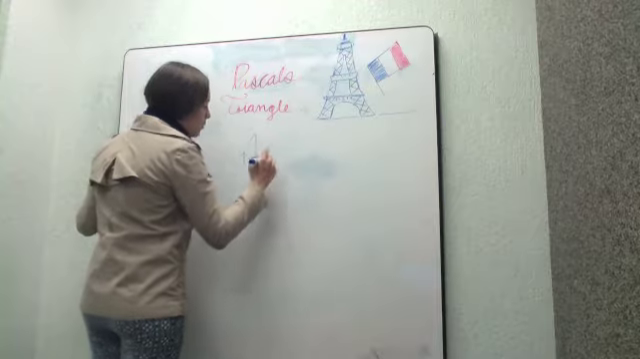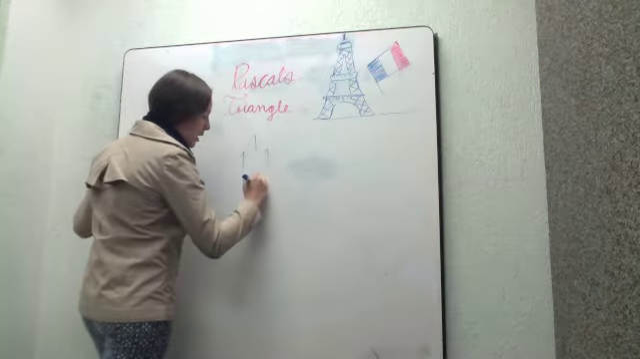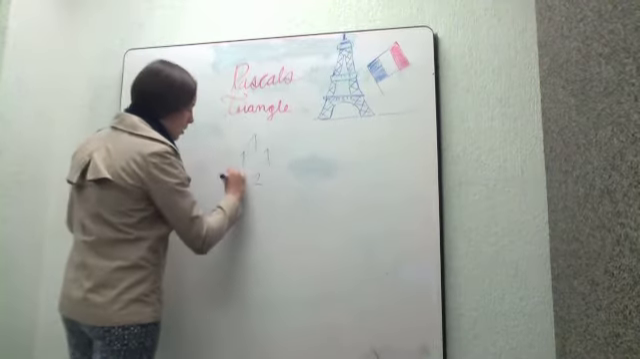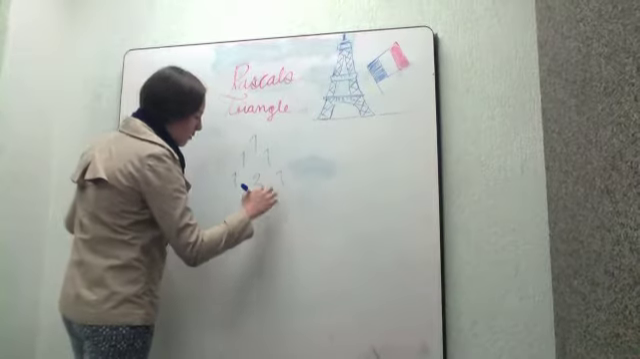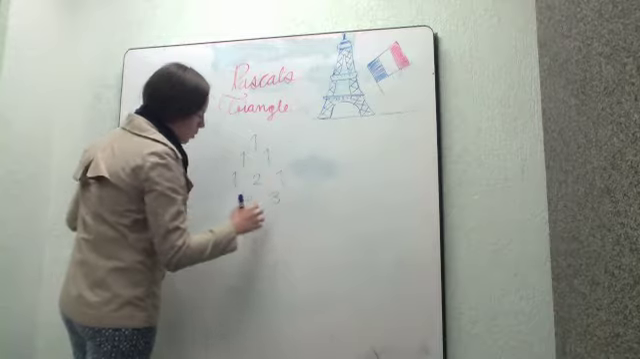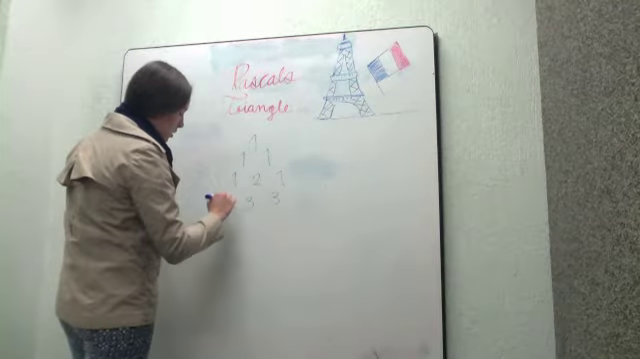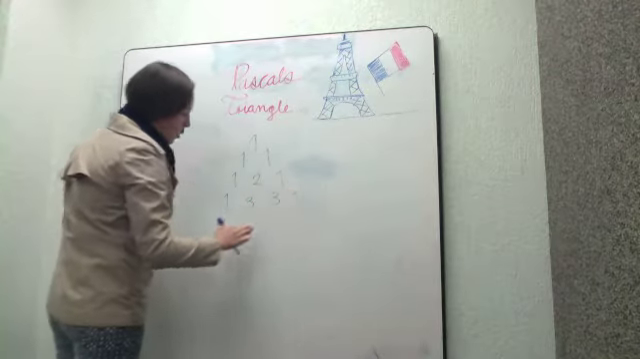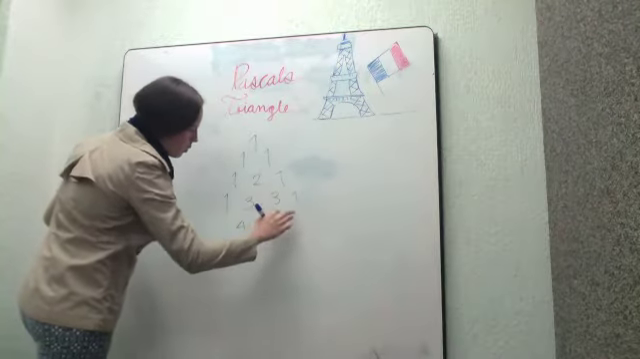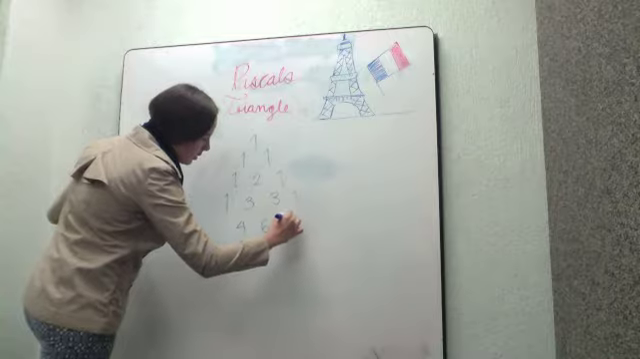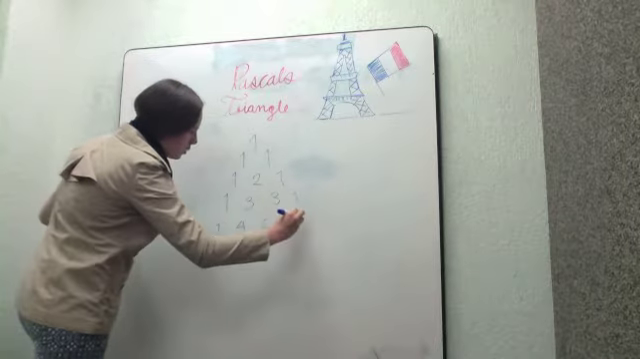1 and 1. We add up these numbers and we get a 2. We put on both sides a 1. We add up these numbers and we get a 3. We add up these numbers and we get a 3. We put 1 and 1 on the other side. We add up these numbers and we get a 4. We add up these numbers, we get a 6. We add up these numbers and we get a 4. Then we add a 1, 1.